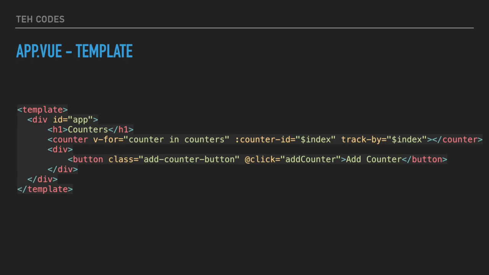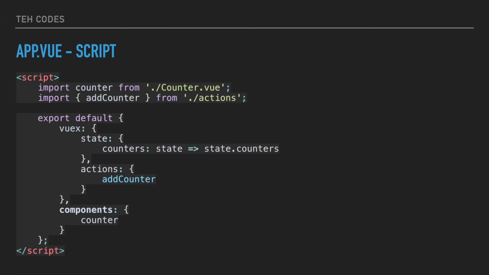And there's also a button with click bound to add counter. Again, this binds straight into our add counter action in our Vuex application. So let's have a look at the script tag. You import counter from counter.vue and add counter from the actions file. And again, the component is pretty vanilla. You've got your counter component bound in there in the components option key in the Vue component options object.